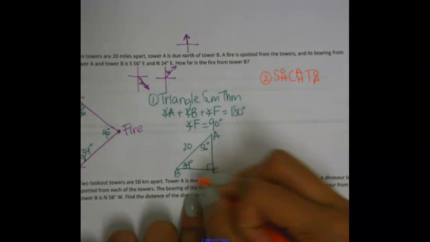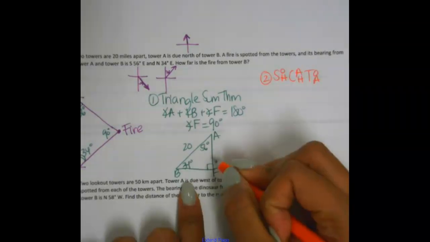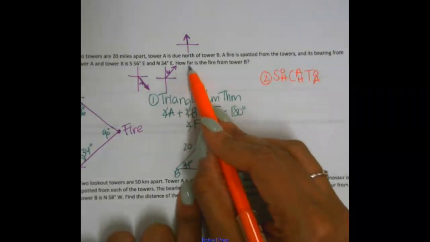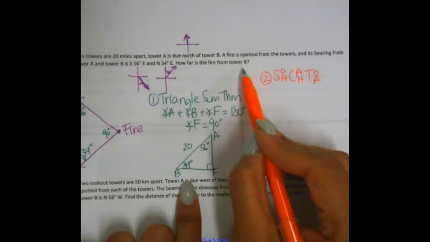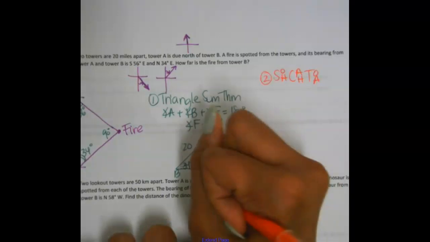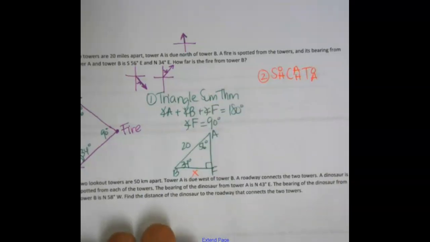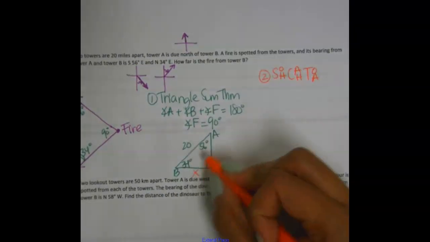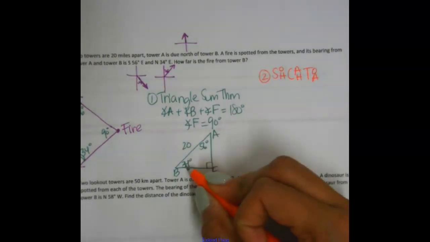So in this triangle, I first need to figure out what the question is asking, because I haven't read that yet. It says, how far is the fire from tower B? Is that distance going to be AF or BF? BF. So you're trying to find that X down there. Okay, well, I could use either angle, either 34 or 56.